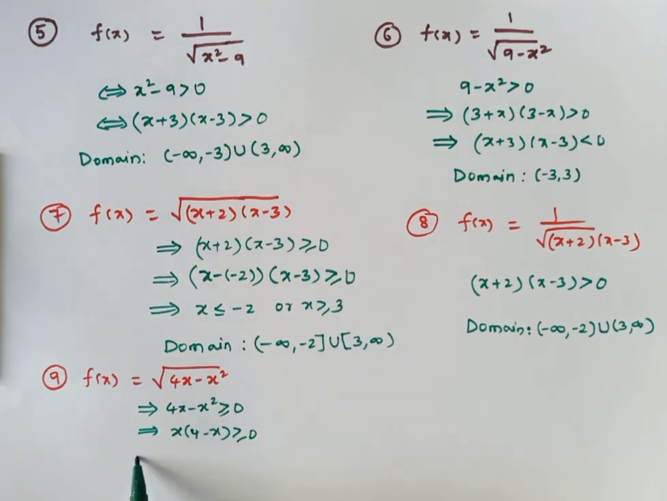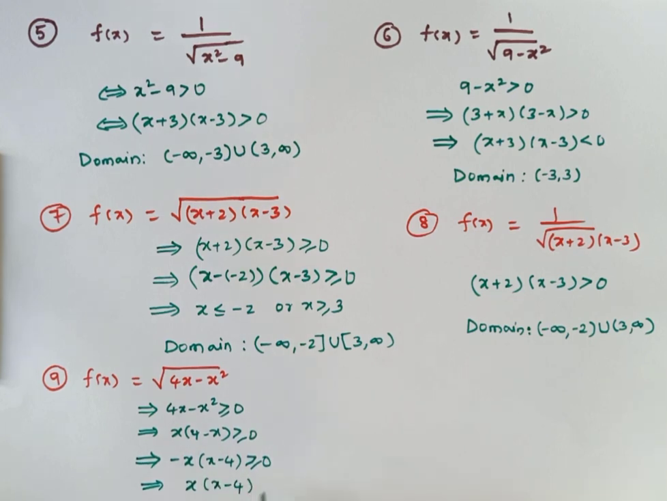Now, this implies 4x minus x squared can be written as minus x into x minus 4 is greater than or equal to 0, right? So multiplying both sides with a negative sign changes the inequality, that is x into x minus 4 is less than or equal to 0. Is it in the form of x minus alpha and x minus beta? No, so it is x into x minus 4.